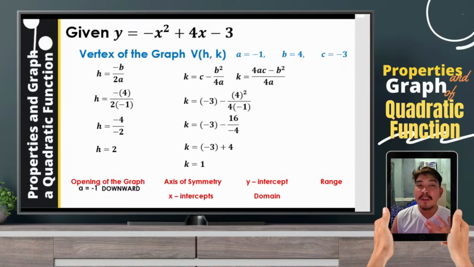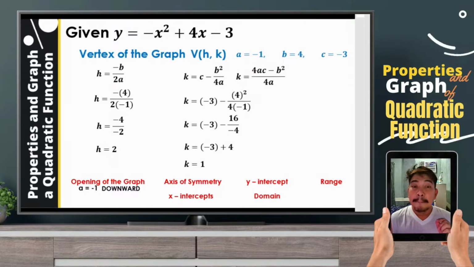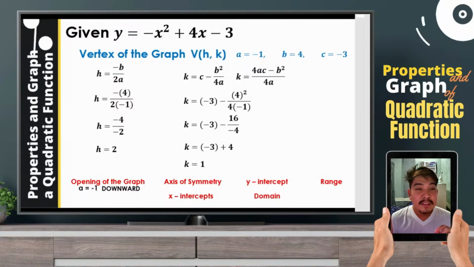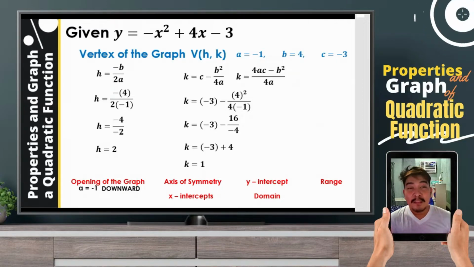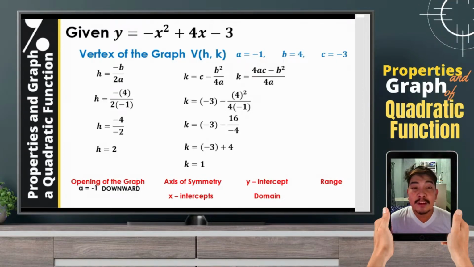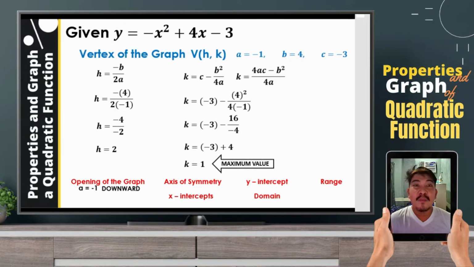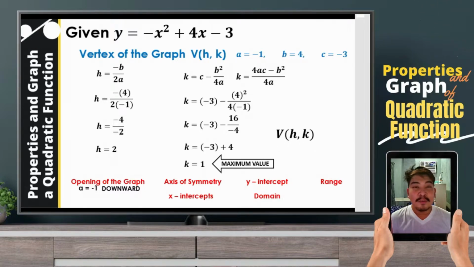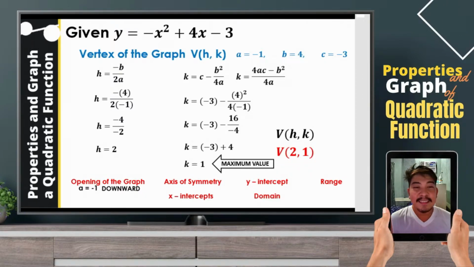Okay? Since the opening of the graph is downward and the vertex is the maximum point, it will have a maximum value. So what will be the maximum value? The maximum value is determined by the value of k. So the maximum value is 1. If we combine h and k in one ordered pair, we have the vertex. The vertex of the graph will be at (2, 1).